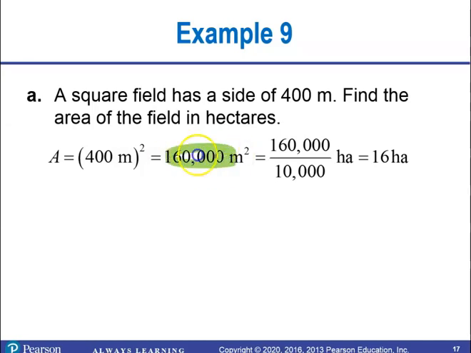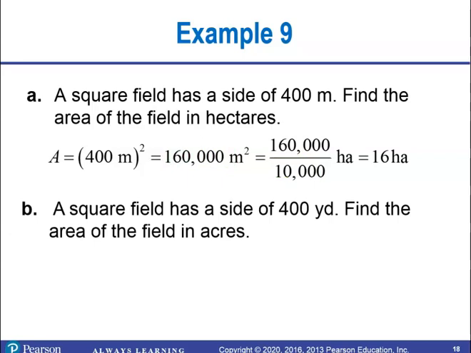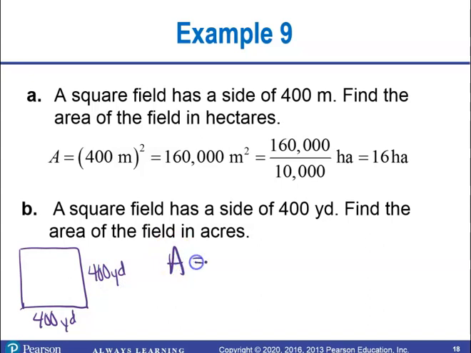We took 160,000 and we divided by 10,000. So, different ways. All right, let's do another one. Why don't you pause it and try this guy. A square field has a side of 400 yards. So again, if it takes drawing a picture, please do. So we have this square field, and the side is 400 yards. If it's square, that means this side is also 400 yards. We want to calculate area. Okay, I'm going to shut up now. Pause it, solve this problem, convert.